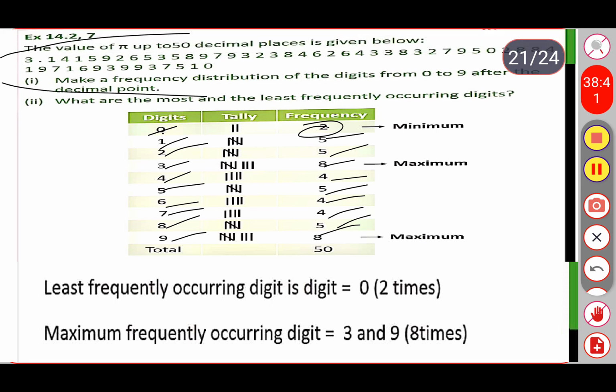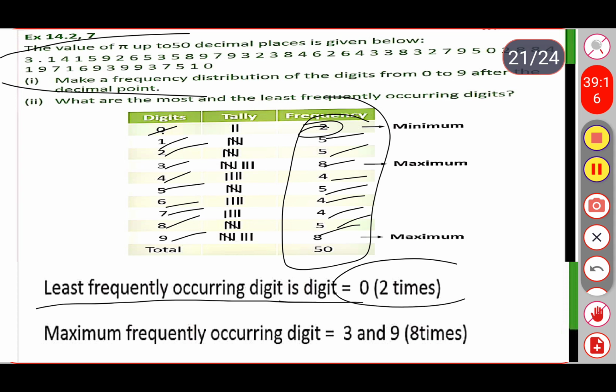With the help of this data, the frequency distribution table is constructed. With the help of this table, answer the following question. What are the most and least frequently occurring digits? Here you are observing that the digit 0 repeats only 2 times. So the least frequently occurring digit is 0. It repeats only 2 times.